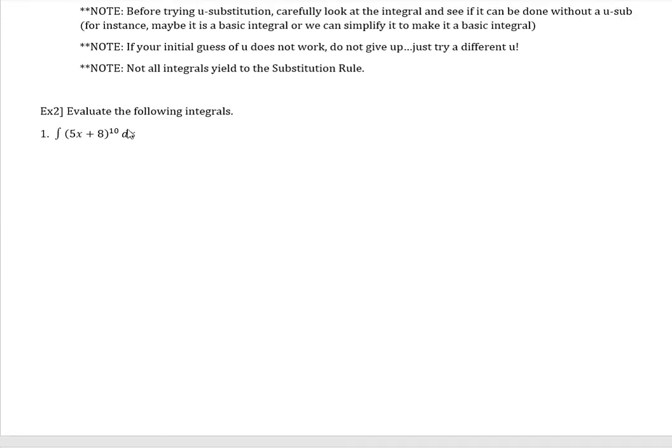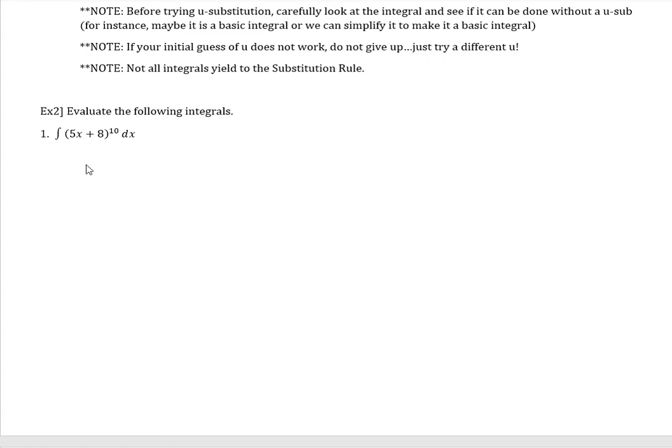Okay, so let's evaluate the following integrals. On number 1, we have this indefinite integral, 5x plus 8 to the 10th power, and then the dx is just letting us know to do it with respect to x. Well, the 10th power makes this too hard to FOIL, so we don't want to do that. Instead, we want to use a u-sub.